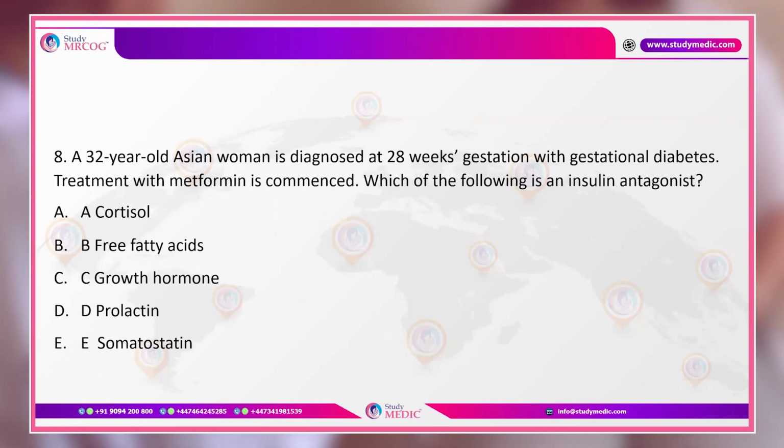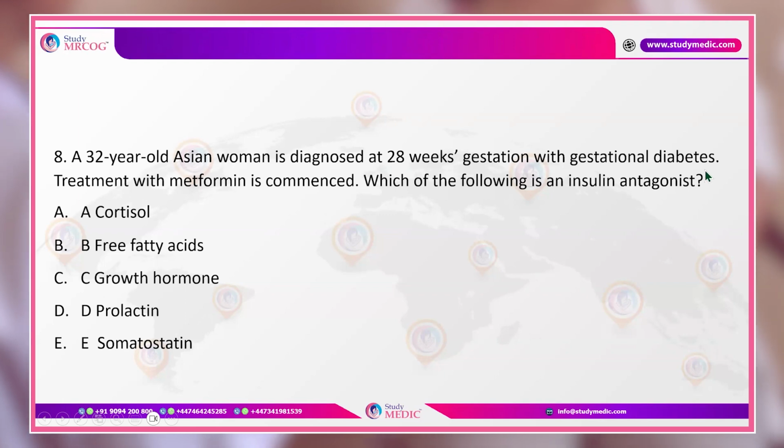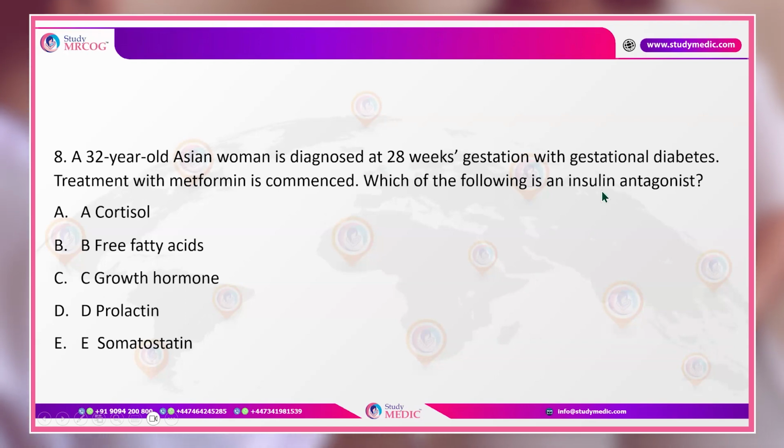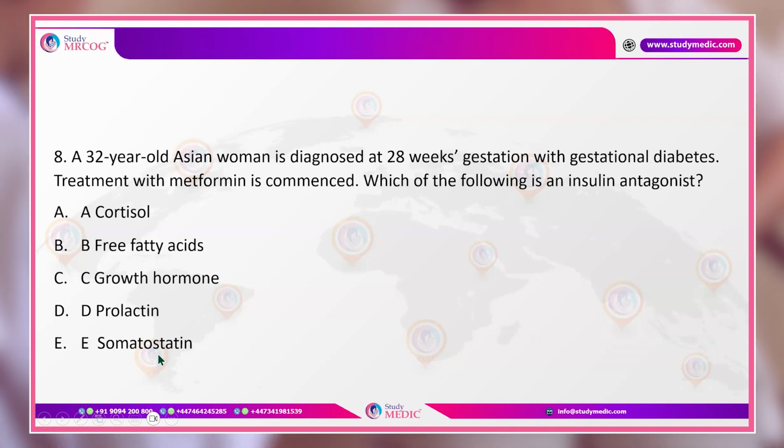Next question. A 32-year-old Asian woman is diagnosed at 28 weeks of gestation with gestational diabetes. Treatment with metformin is commenced. Which of the following is an insulin antagonist? Okay, so cortisol, free fatty acids, growth hormone, prolactin, somatostatin. So here they have asked insulin antagonist.